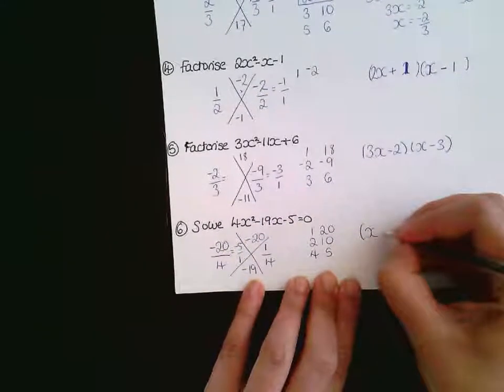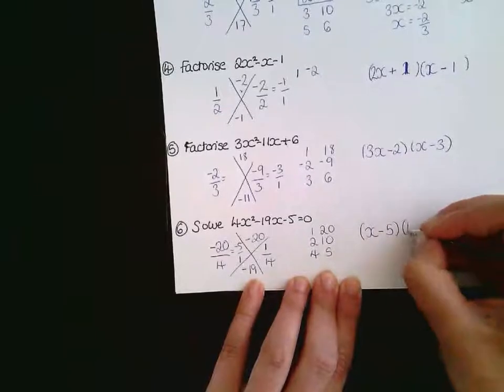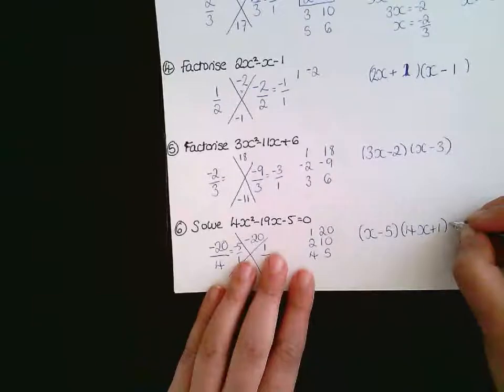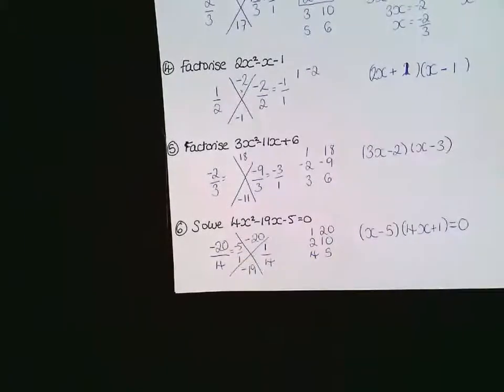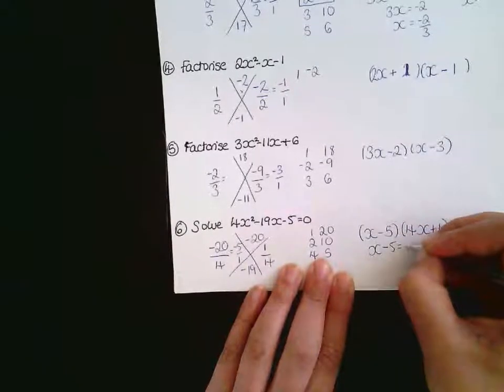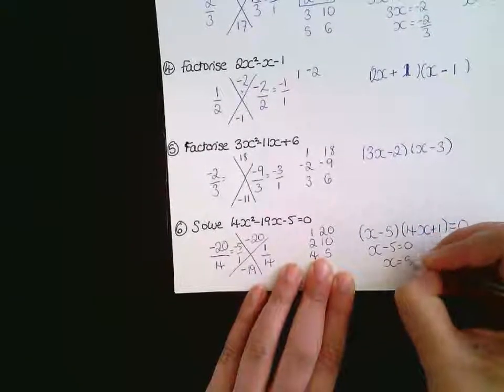So denominator, numerator, denominator, numerator. But this time, it equals 0. So I have to do the next step where I put each bracket equal to 0 and solve.